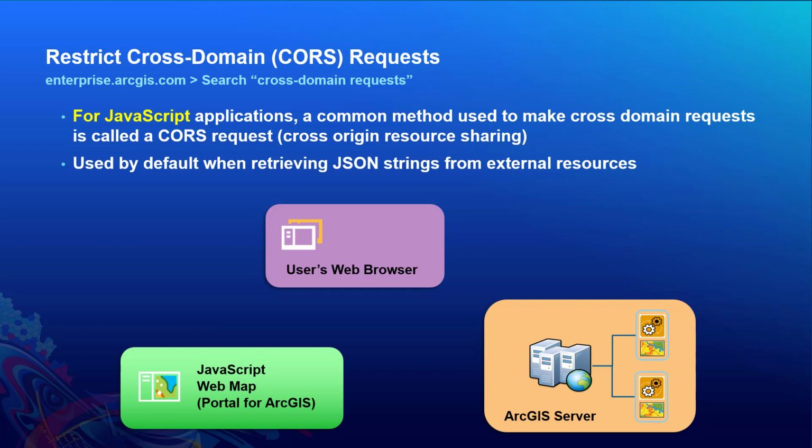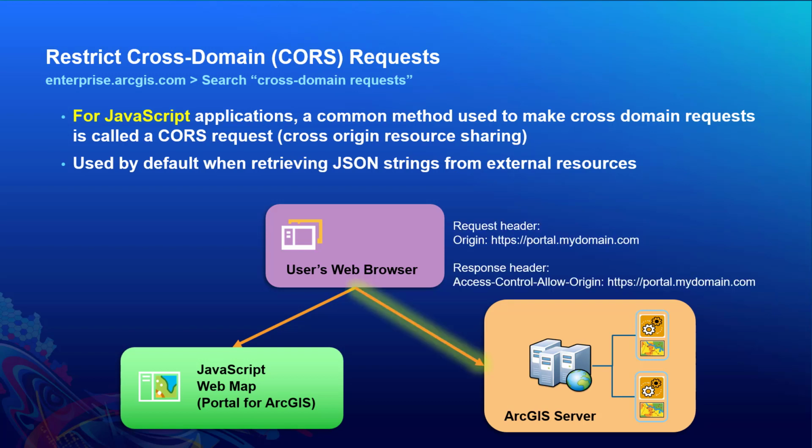The purple box is an end user's web browser. This end user wants to view a web map hosted on their portal, which is the green box in this diagram. Information about this web map is transmitted in a large JSON string, and part of that JSON string includes URLs for the base map and map service layers. The web browser is responsible for making the requests to these individual layers.